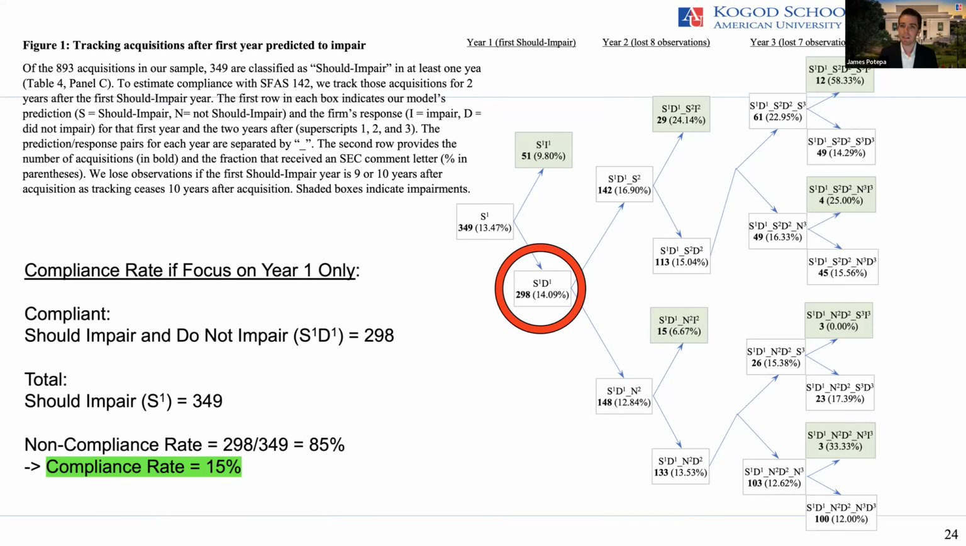Admittedly, if we just look at year one, it seems like the compliance rate is quite low. Here, 298 firms don't seem to be following what they should, compared to the 349 firms overall. We end up with a compliance rate of 15%. So the non-compliance rate is 85%. So that must mean our compliance rate is 15%.